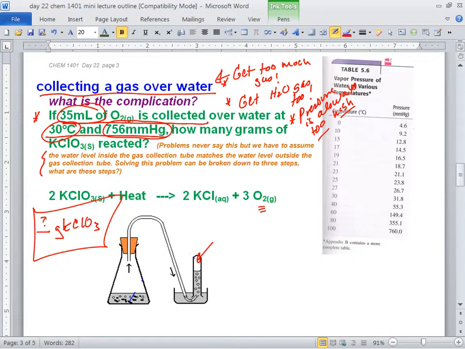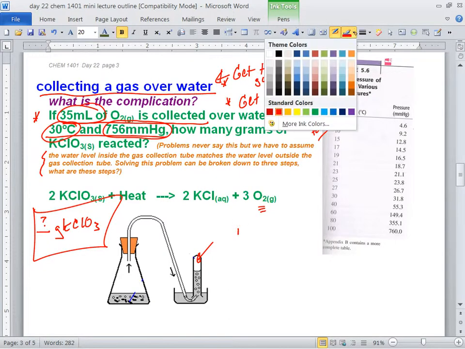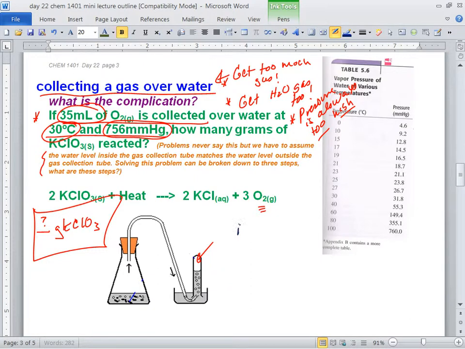Okay. I see 3 separate steps in solving this problem. First, we're going to find the right pressure. In other words, find PO2. Because the pressure's too high, we've got to subtract out the pressure due to water. So we'll do that first.